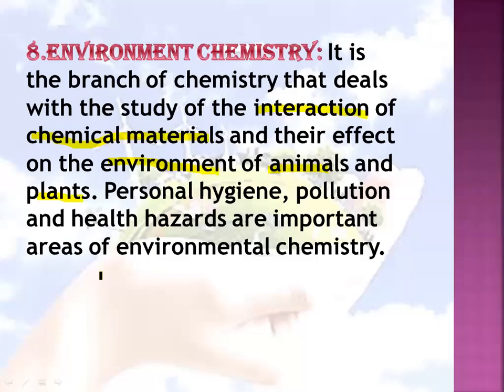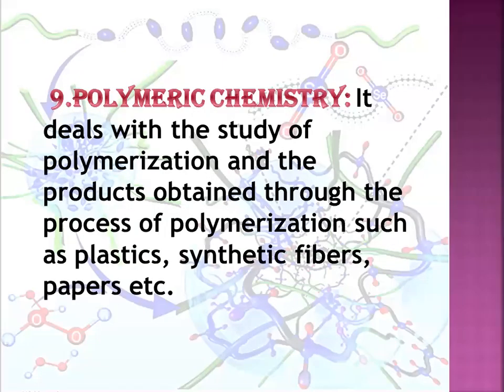If you want to study the environment and the interaction of chemical material with our environment, then you will study environmental chemistry. Anything like pollution, personal hygiene, the harmful effects of chemicals on our environment. If you want to study the effects of chemical material on our environment, you will study environmental chemistry. Okay, my dear students, here is the last definition and last topic of this class, that is polymeric chemistry.